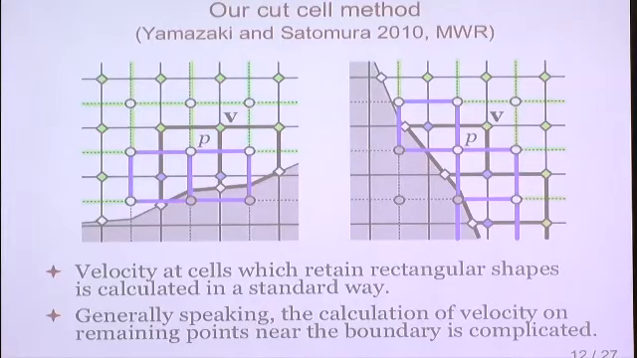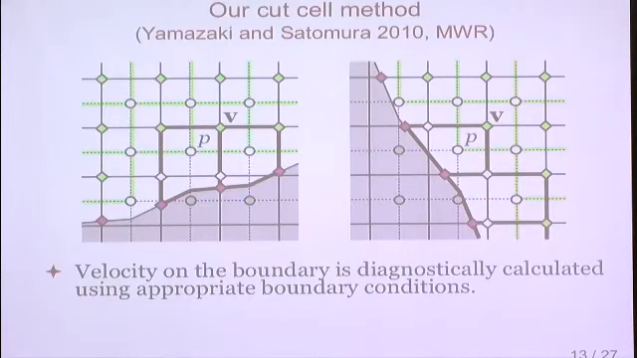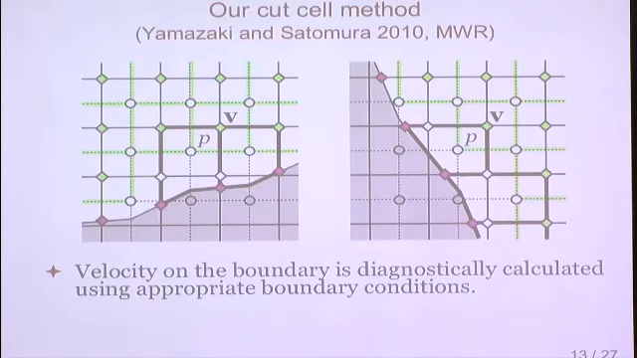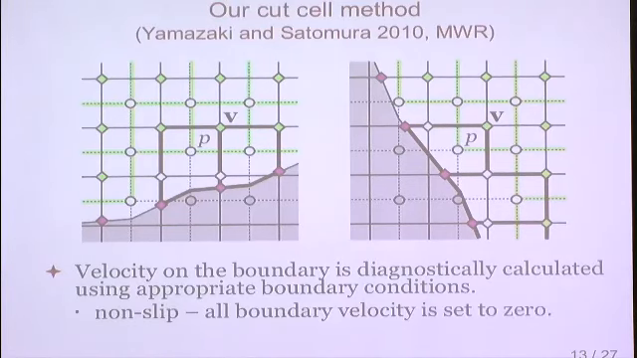There are several ways to estimate the underground pressure, but I don't want to estimate it because there's no meaning in underground pressure, in my opinion. So in our method, we avoid this complexity by calculating the velocity on the boundary first, indicated by red points here, using appropriate boundary conditions. For example, if you use a non-slip boundary condition, all boundary velocity here is set to 0.